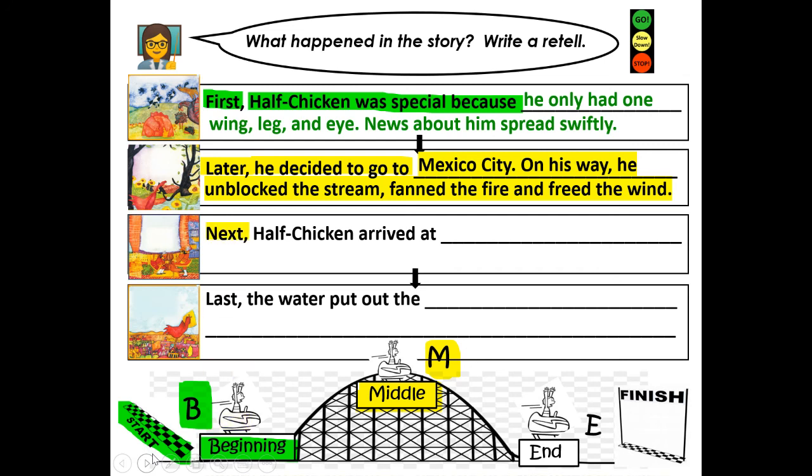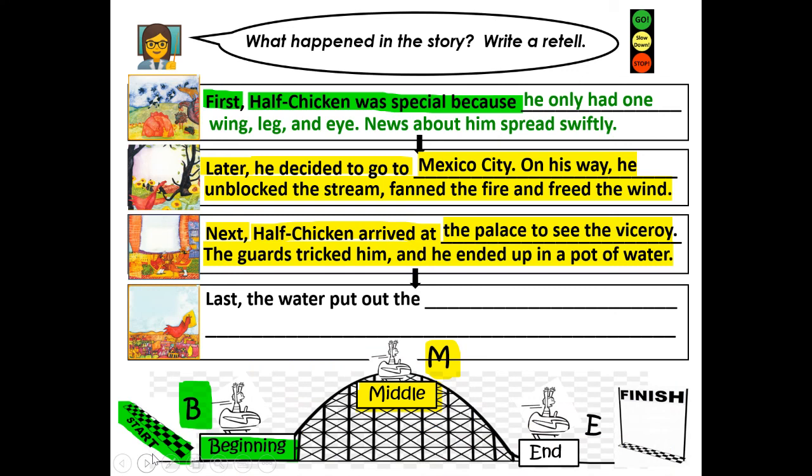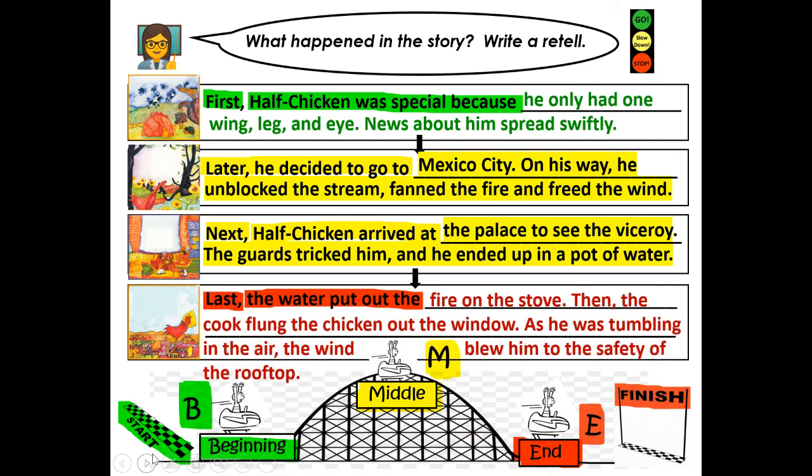Now we're still going to slow down and talk about what happened in the middle. Next, Half Chicken arrived at the palace to see the viceroy. The guards tricked him and he ended up in a pot of water. Now we're going to stop and talk about what happened at the end. Last, the water put out the fire on the stove. Then the cook flung the chicken out the window. As he was tumbling in the air, the wind blew him to the safety of the rooftop.